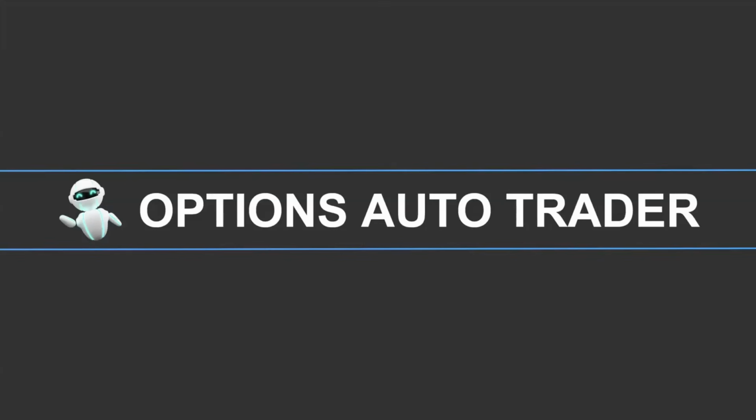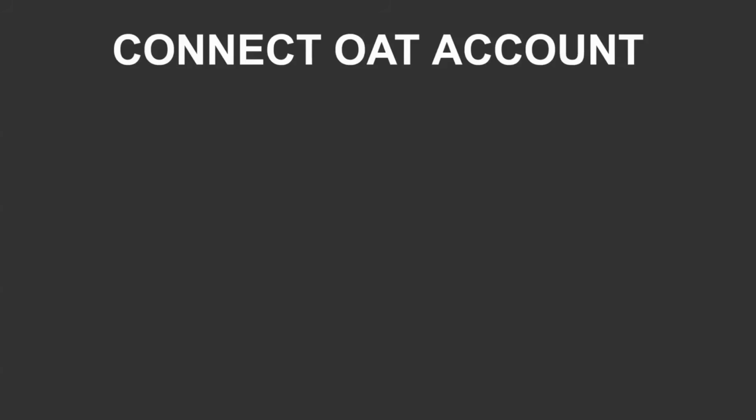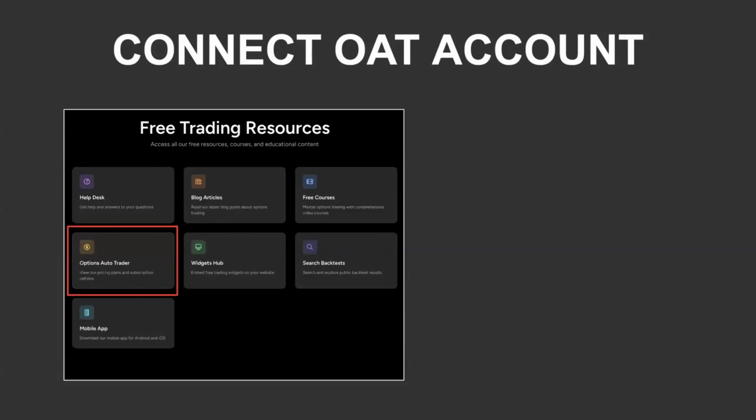Every single Options Auto Trader member has free access to the unlimited version of the Options Trading Toolbox. If you don't have an OAT account yet, once you're inside the Options Trading Toolbox, underneath more free trading resources, there's an Options Auto Trader button. You can see I highlighted it in red. If you click on that, it'll show you how to start a 14-day free trial to the software.